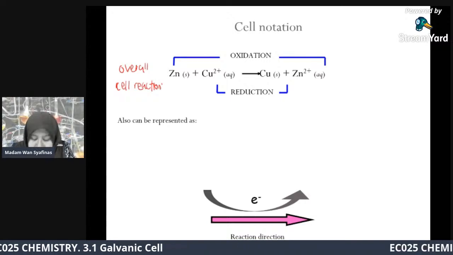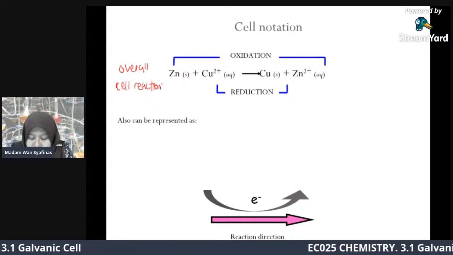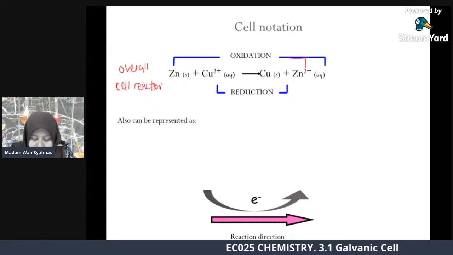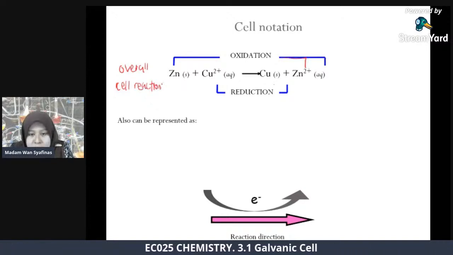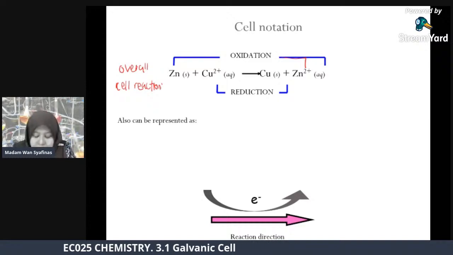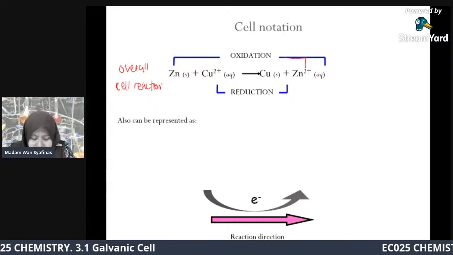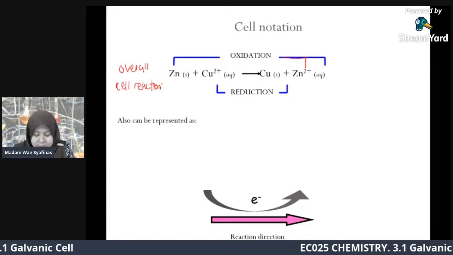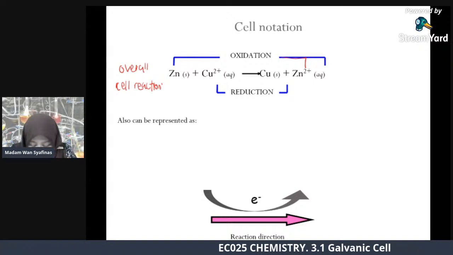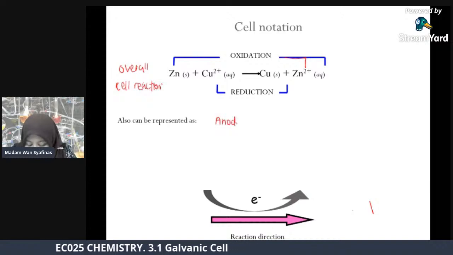So zinc produce zinc 2 plus will undergo oxidation. So copper 2 plus produce copper solid will undergo reduction. Okay, from this one we can represent the cell notation. How do you write the cell notation? You have anode, then you have salt bridge, you have cathode.